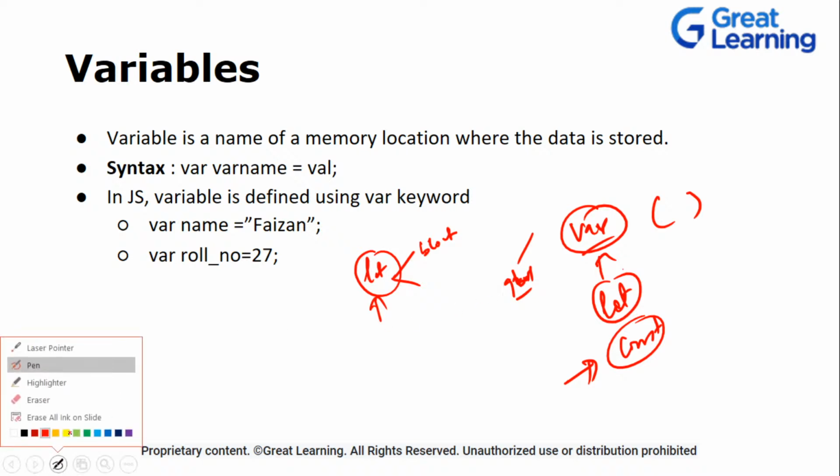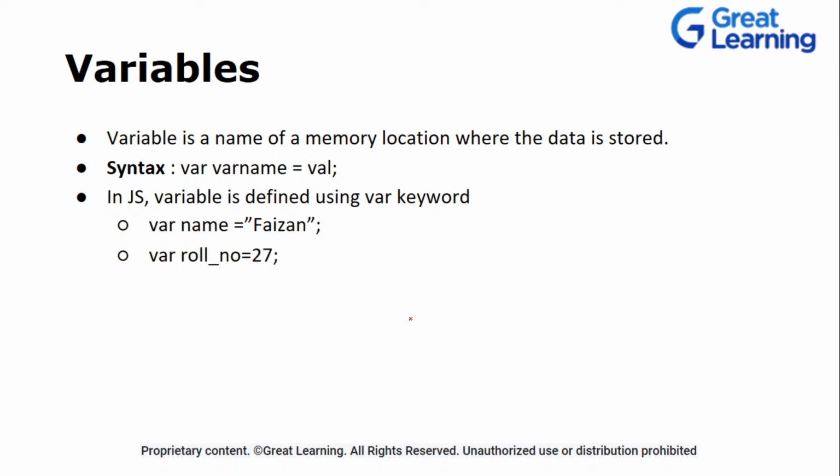Apart from that, first let's cover how you declare. You have this keyword var, and then the name of the variable. Let's suppose name is the name of the variable, and then the value. For example, this is a string, so I write faza. This is how you define a variable. Similarly, you can have var roll number 27. Again, this will be an integer.